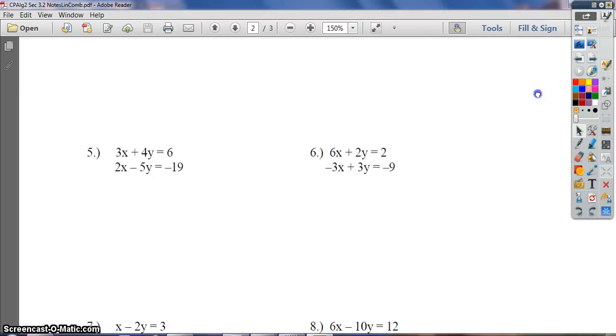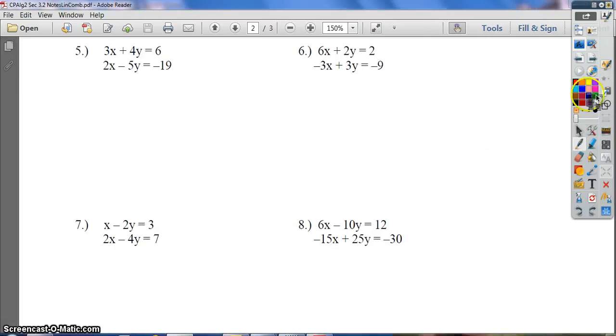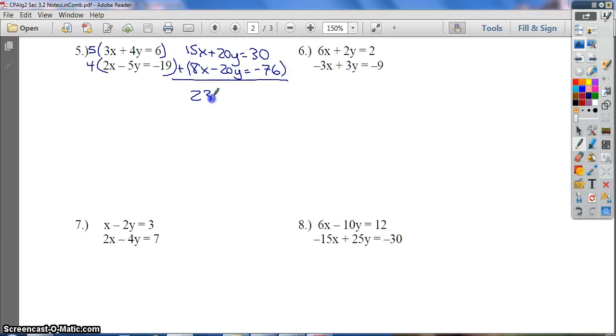All right, moving along here. Next two. Looks like I'm going to go after the y's, or I could go after the x's. The y's already have different signs, so I'm going to make this one times 5, and I'm going to make this one times 4. So going across, this is 15x plus 20y equals 30. The bottom one will be 8x minus 20y. 4 times 20 is 80. 80 minus 4 is 76, so that would be negative 76. Let's add these equations. So I get 23x equals negative 46.